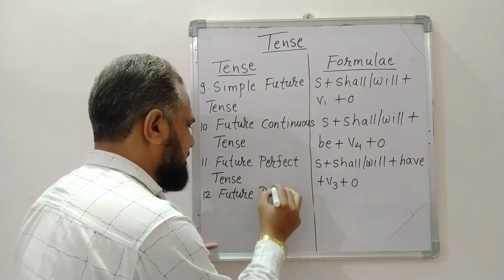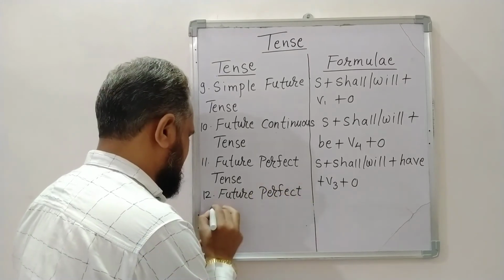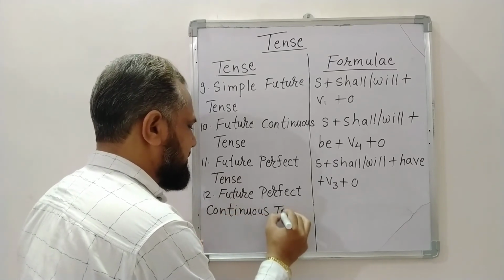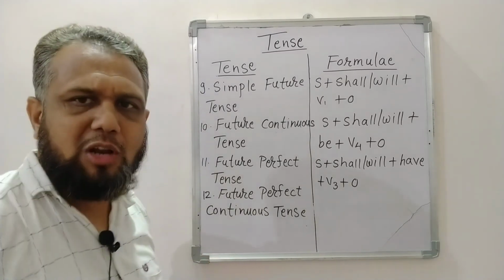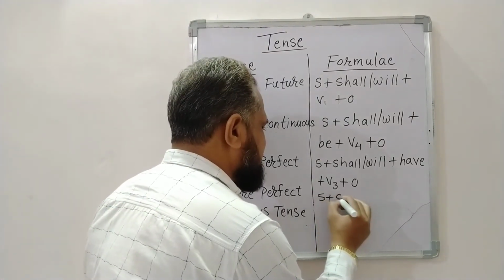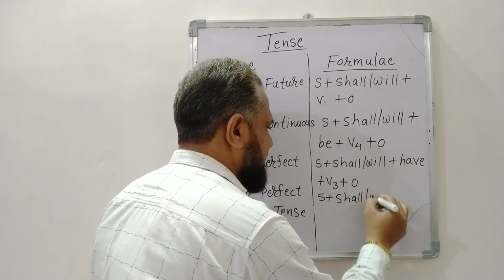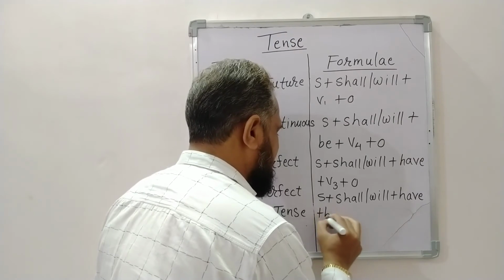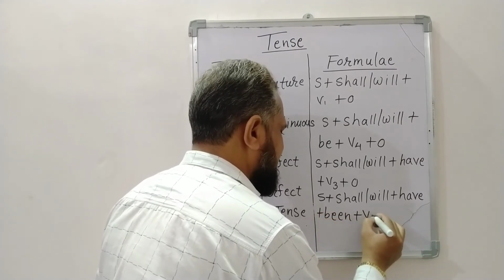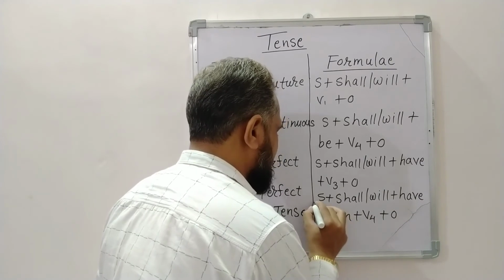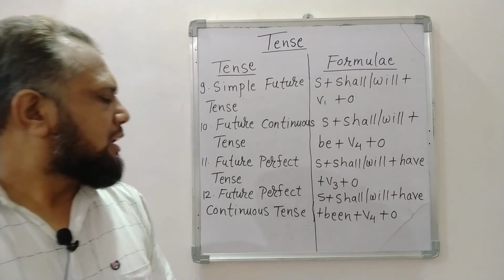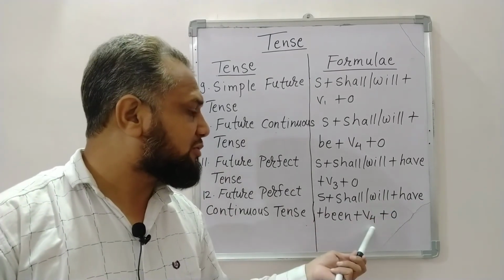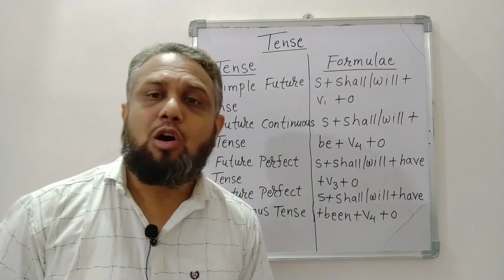The last one is future perfect continuous tense, and its formula is subject plus shall or will plus have plus been plus V4 plus object. So subject plus either shall or will plus have plus been plus the fourth form of verb, that is V4, and in the last object.